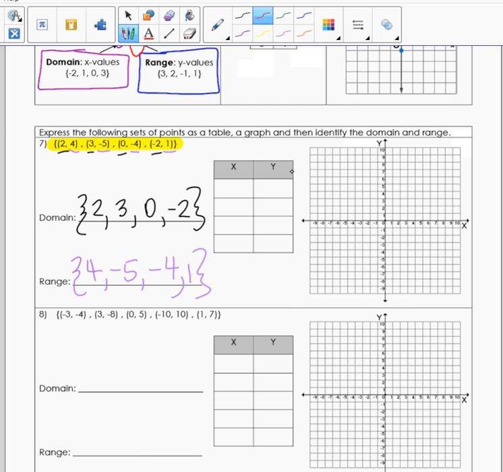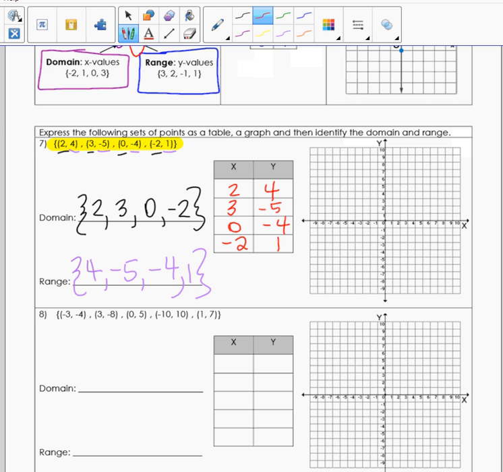Now we're going to put them in a table, and you guys, that's as easy as copying these points down into the XY table. So 2, 4 from our first point, 3, negative 5 from our second point. Sorry, my computer just jumped a little there. 0, negative 4, and negative 2, 1.